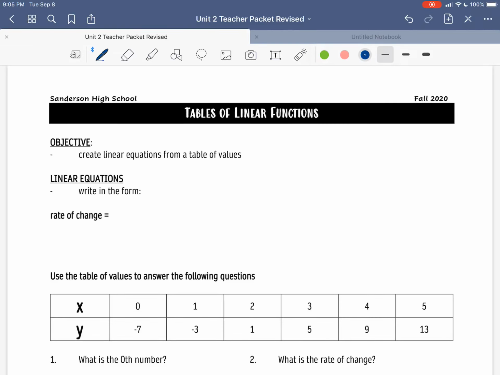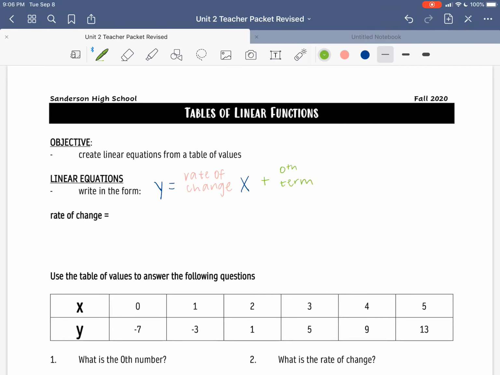Today we're going to look at tables of linear functions, and our goal is to be able to write an equation when we're given a table. The equation form that we're going to continue to use looks like this. We've got y equals the rate of change x plus whatever the zeroth term is.